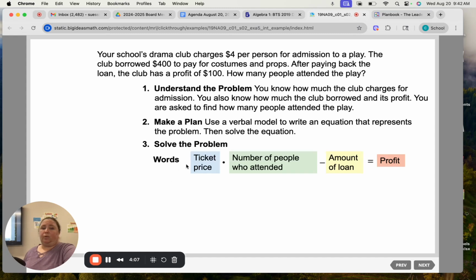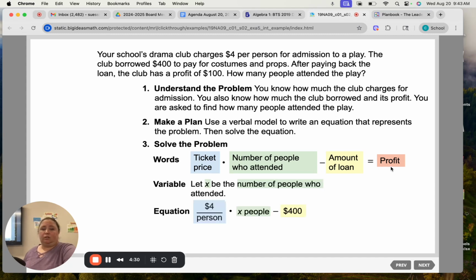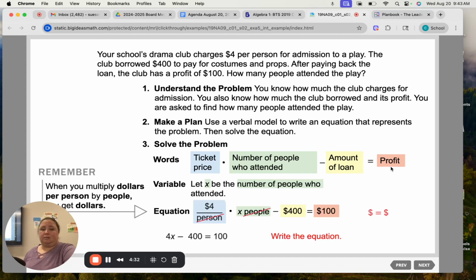Okay, we know the ticket price, correct? 4 times a variable, X, or N, whatever you want to put. How much did we borrow? We borrowed 400, so you have to subtract that from the ticket sales. And then that equals, how much did we make? $100. So we're going to do 4x minus 400 equals 100. Does that make sense? Yes.